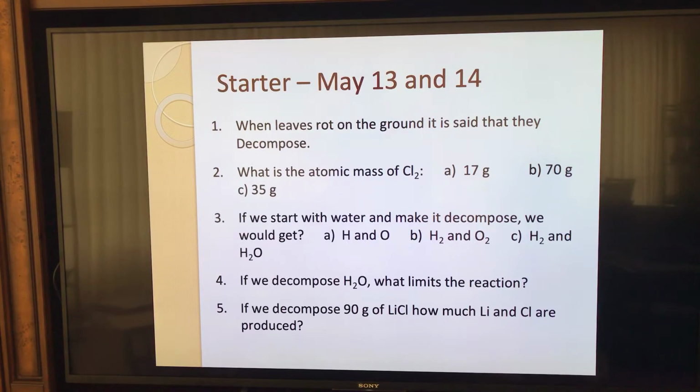When leaves rot on the ground, it is said that they decompose. So you would have marked that true or false. What is the atomic mass of Cl2? Make a choice there. If we start with water and make it decompose, what do we get? Number 4, if we decompose water, what limits the reaction? And the last one, if we decompose 90 grams of lithium chloride, how much lithium and how much chlorine are produced? All right, so I'm going to zip on over to my iPad and we'll get going here.